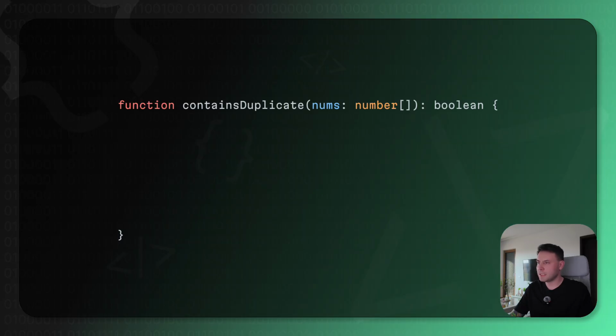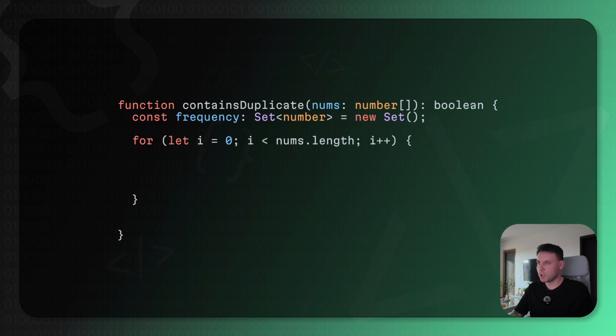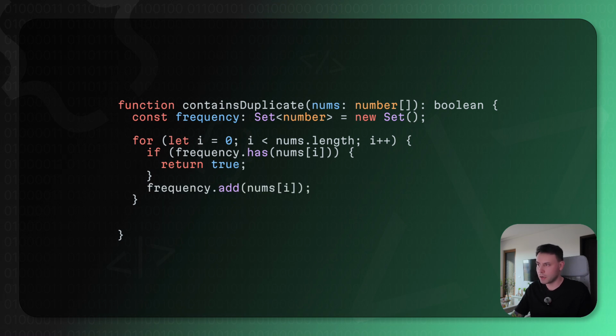We start by creating an empty set to store the numbers we have seen. Then we loop through each number in the array starting from index 0. If the current number is already in the set, we return true. If it's not, we add it to the set and keep going. If we make it through the whole array without finding any duplicates, we return false.